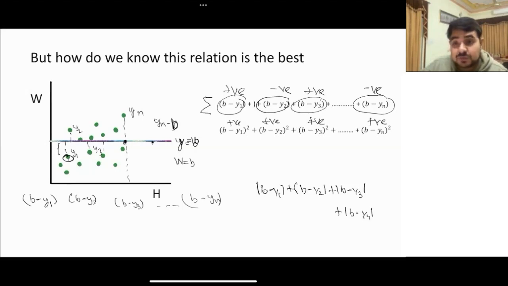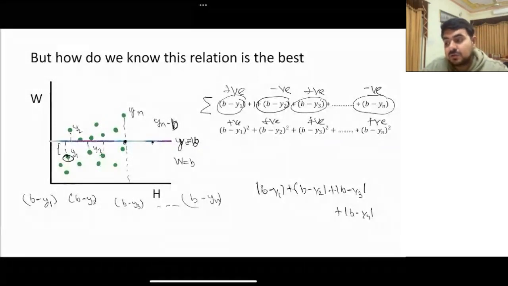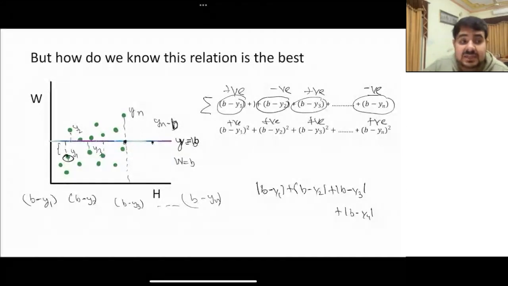Now, there was one question: why not the mod? Why not take the absolute value? That's what we meant by the mod. The problem with the absolute value seems right here, that if we take the absolute value, it will add up all the errors. But the problem is that you can't really differentiate or integrate it. The maths becomes very, very tricky. Let's suppose you have just b minus y.